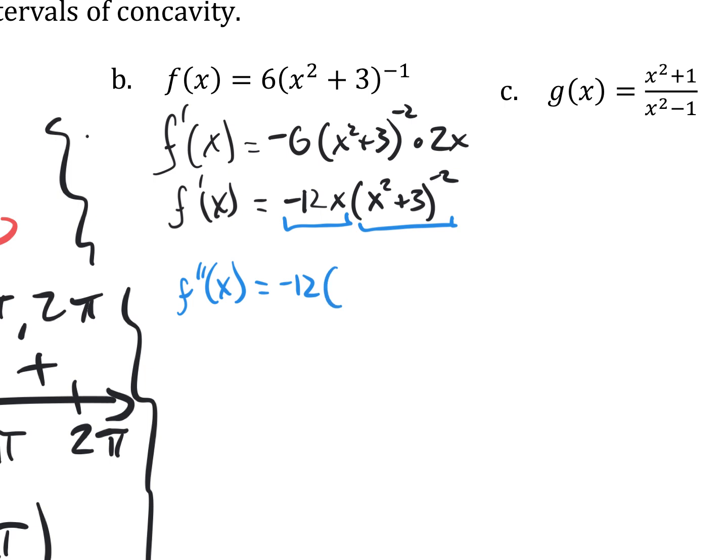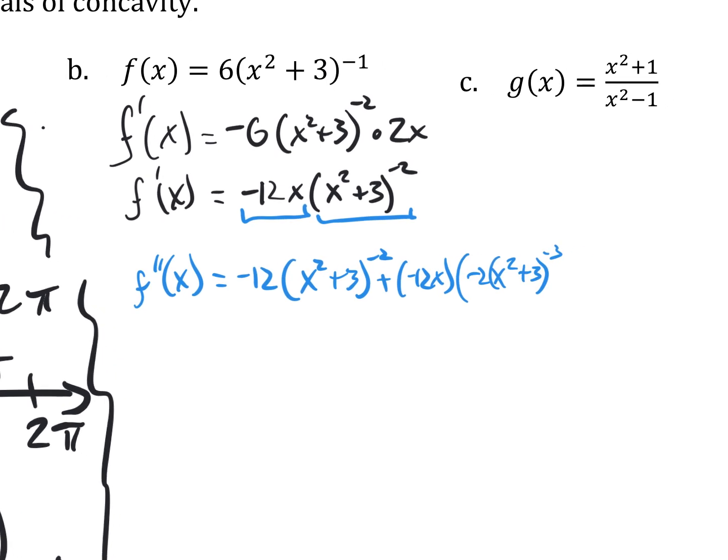Derivative of the first is negative 12 times the second, plus the first, which is negative 12x, times the derivative of the second. I'm going to do the chain rule again. Drop that negative 2. X squared plus 3. Subtract 1. We get negative 3. Derivative of the inside gives us another 2x.